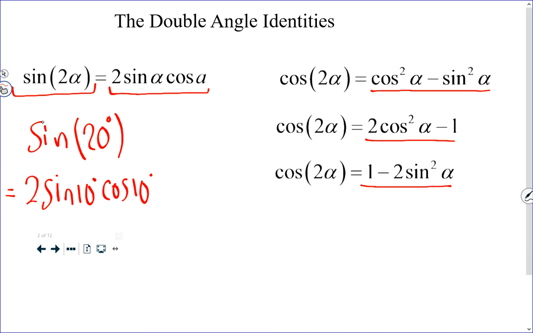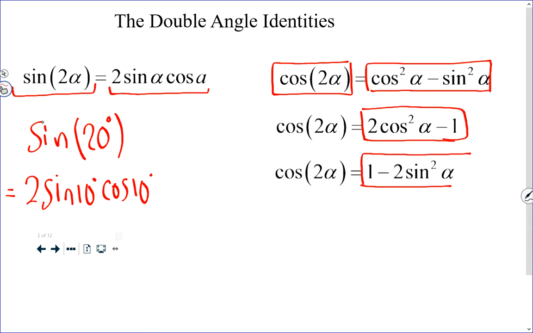It's very important that you don't confuse this identity where cos of 2 theta equals cos squared of theta minus sine squared of theta with the Pythagorean identity, which says sine squared of theta plus cos squared of theta equals 1. This is something different. You might wonder why we're worried about having three different ways to express cos of 2 theta.